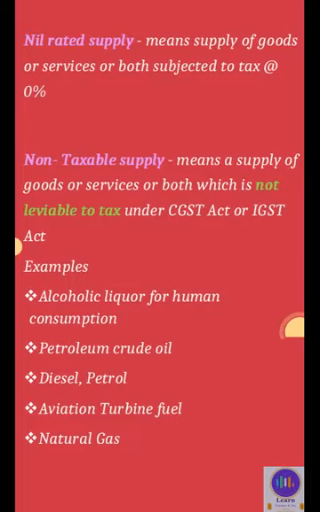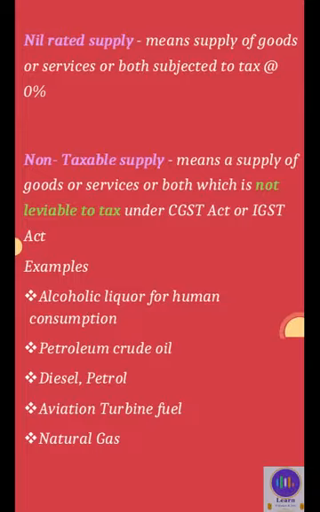Nil-rated is where the GST rate is 0%. The supply is taxable but at 0%. It applies to many unbranded food items, vegetables, fruits, etc. Again, suppliers cannot claim ITC on inputs used to make these supplies. If inward supplies are used for both taxable supplies as well as nil-rated supplies, then common credit rules apply here.